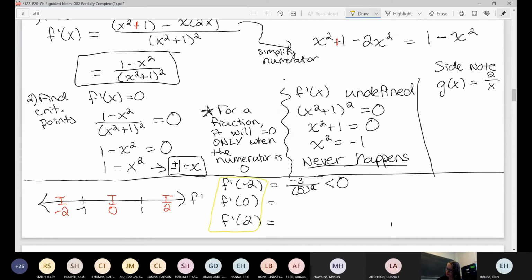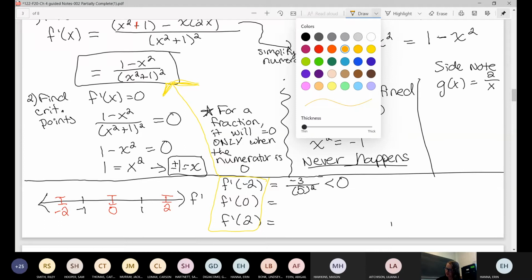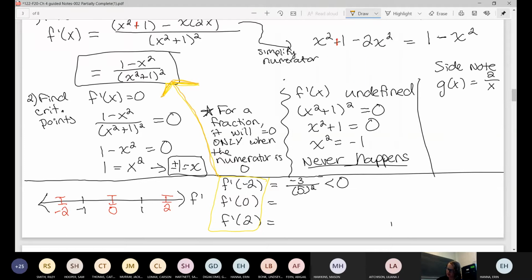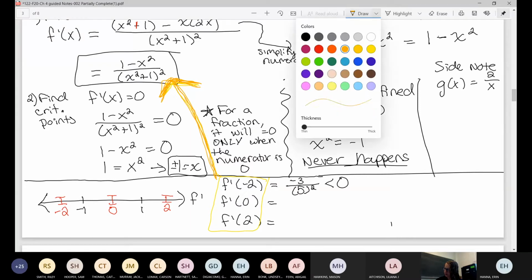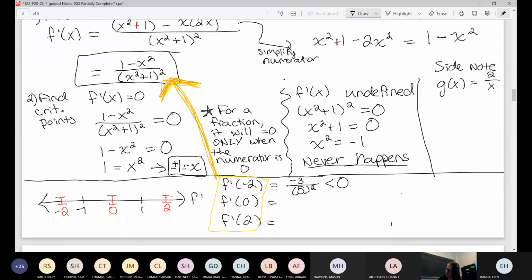We are taking these, and yellow is probably not the best choice for that, but hopefully. And we're plugging it into the derivative, which is up here: 1 minus x squared all over x squared plus 1, all squared. If we plug in 0, 1 minus 0 squared is 1. 0 squared plus 1 is 1, all squared. That's going to be a positive number. Oh, I meant to do something before I plugged in the next number. Oh well, I'll just keep doing this then.